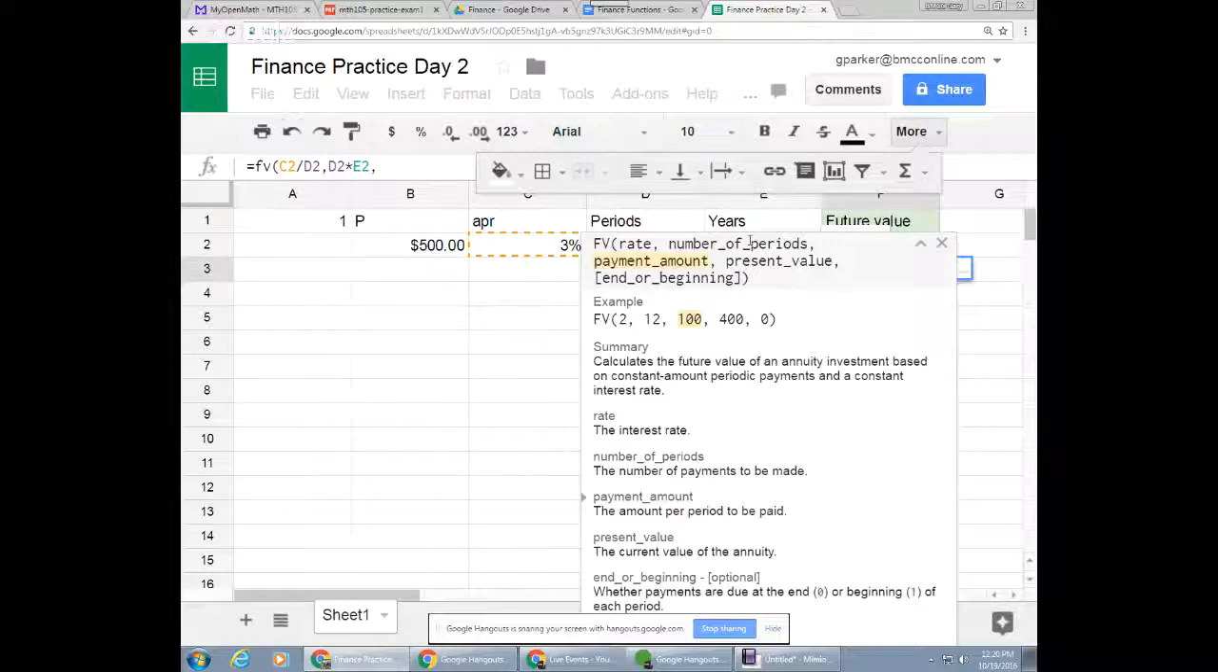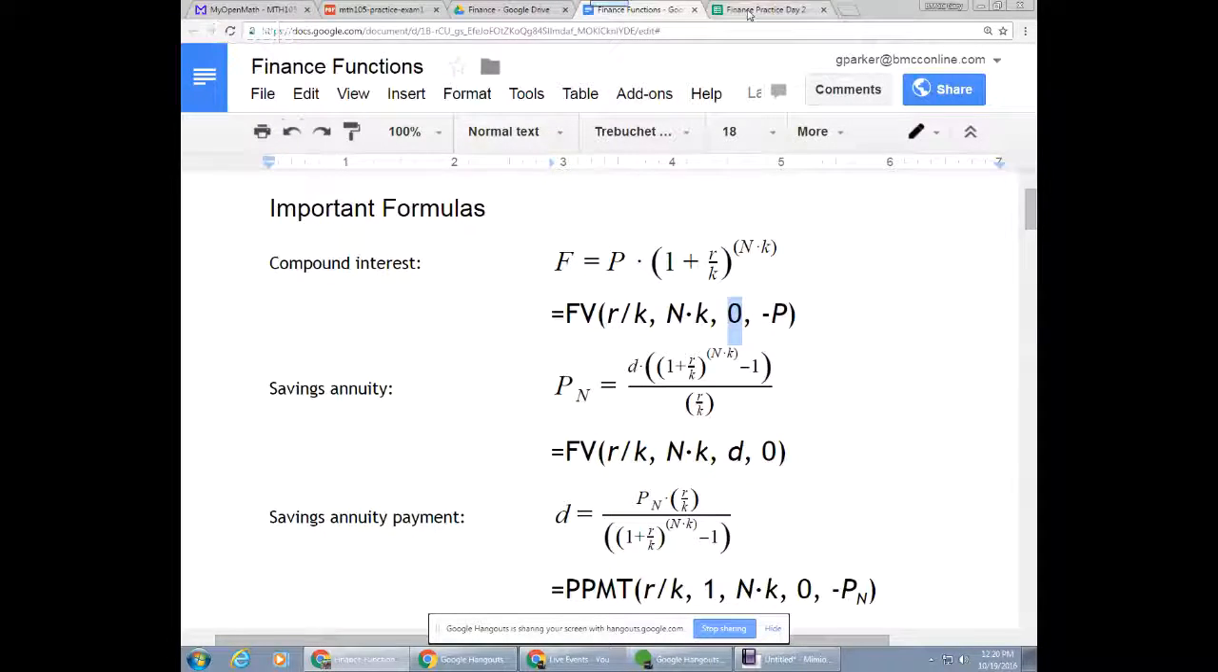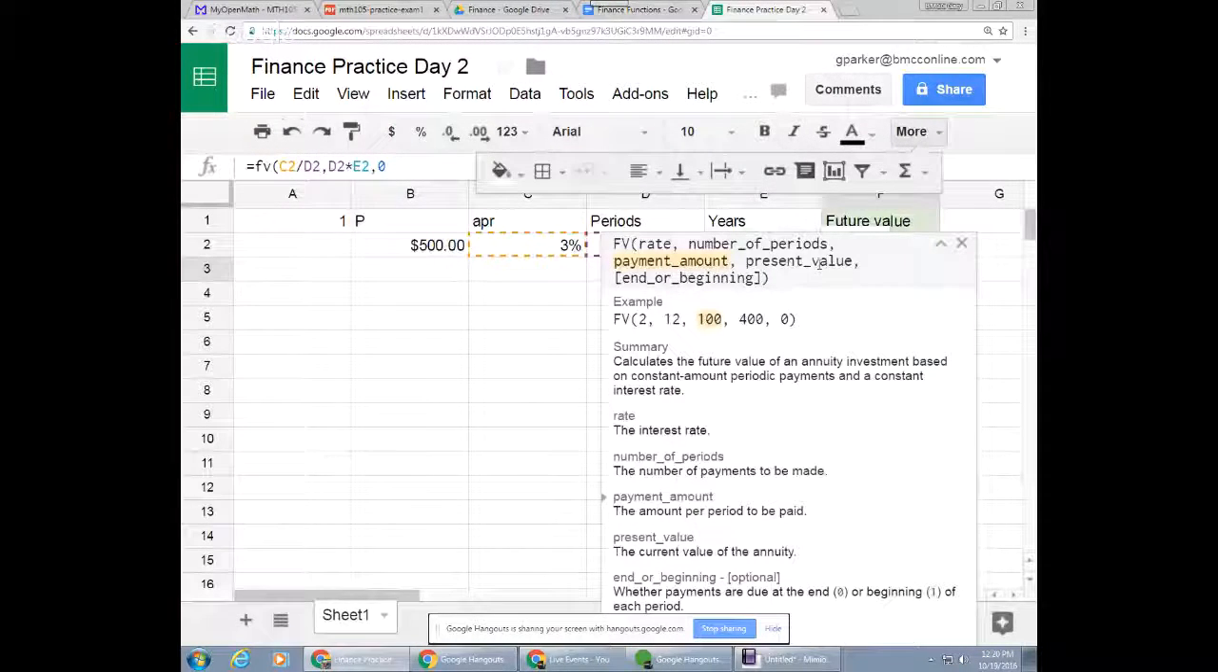No, nothing. Yeah, this isn't one of those where I'm paying monthly, so I enter 0. So that's the trick there. And if you look at that cheat sheet I gave you, for this kind of problem, it says the third thing you enter is a 0, because we're not making payments, okay? And then it says, what's the present value?